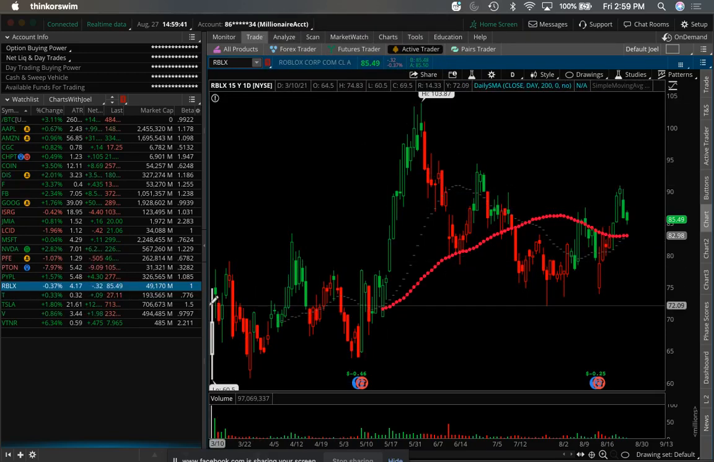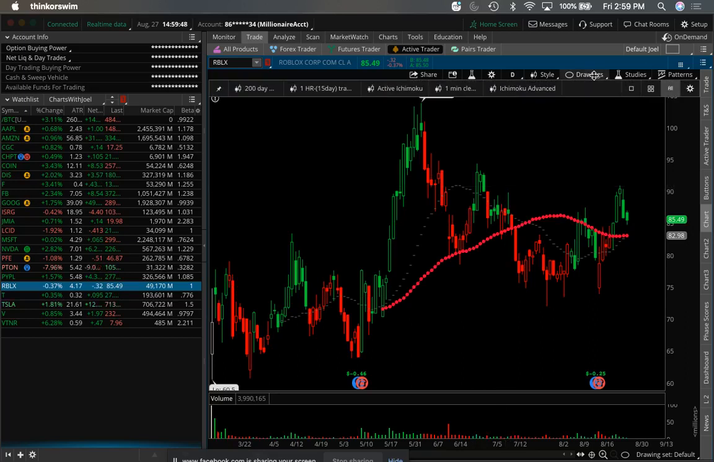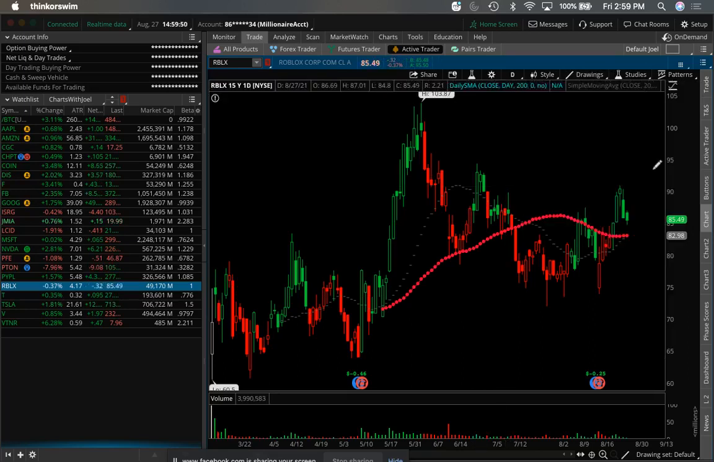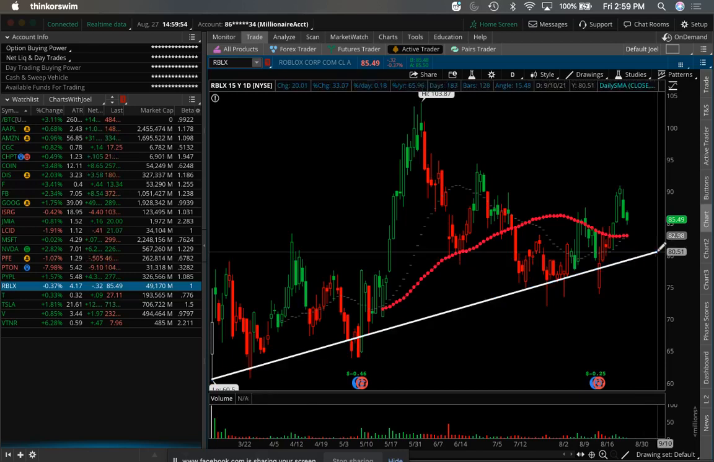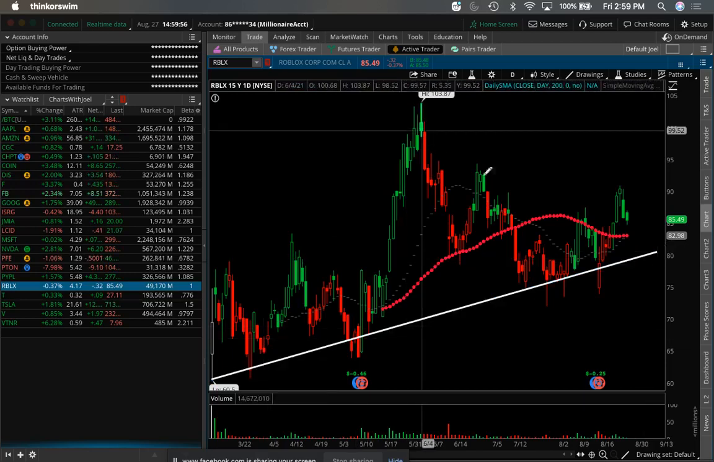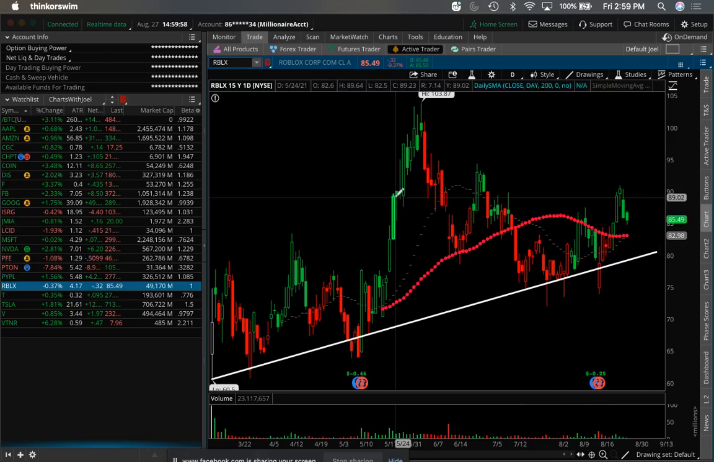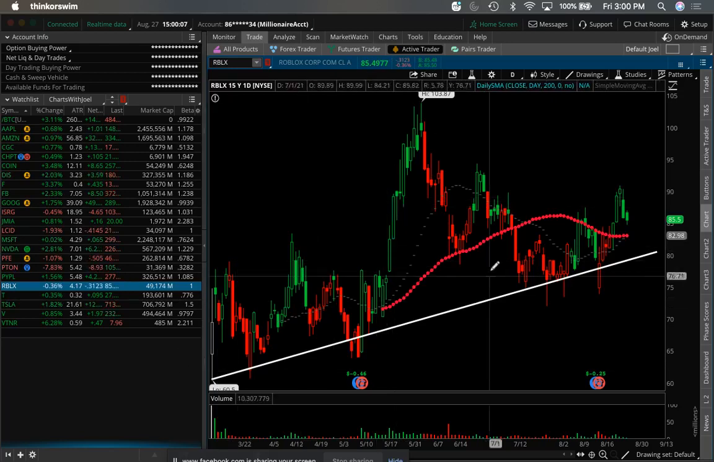It IPO'd on this date, meaning it became a company that you can invest in, back in March 2021. And as you can see, it's been holding this trend line right here. All right, so it's been going up. Y'all see that? It's trending to the upside. I didn't have to go to a month chart or a week chart or a quarter chart to see this. All right, it's going up.